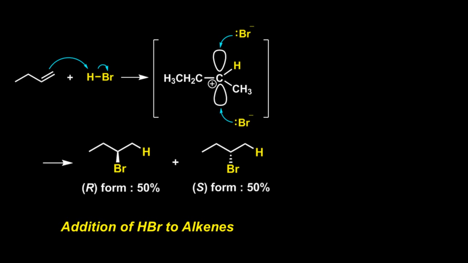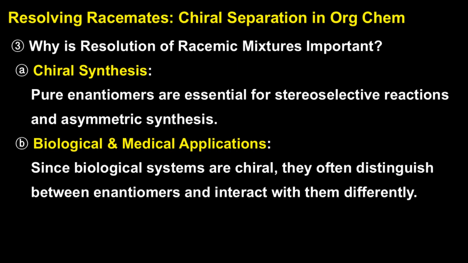Here's how it works. When an alkene reacts with HBr, the pi electrons attack the proton H+, forming a carbocation ion at the more stable position. This carbocation ion is sp2 hybridized and planar, with an empty p orbital sticking out perpendicularly. Since the bromide ion Br- can approach from either side with equal probability, you get a 1-to-1 mixture of R and S enantiomers.